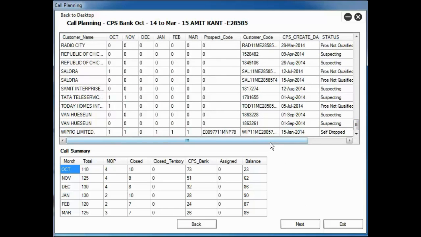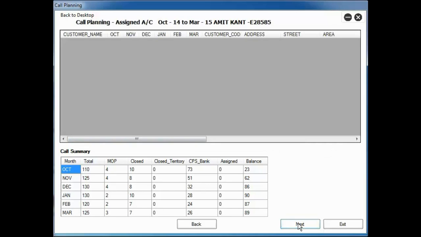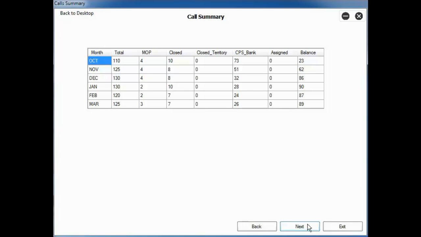Now let's move on to the next. When we press next, we get to see the assigned customers who were assigned to us. In this case, there were none. And when we move to the next, we will be able to see a complete summary. Now this summary in front of me helps me, as in case of any other report, to match this with the benchmark. These are the benchmark figures. Benchmark these with the actual figures that the person has done for the given months, that is from the month of October to March.